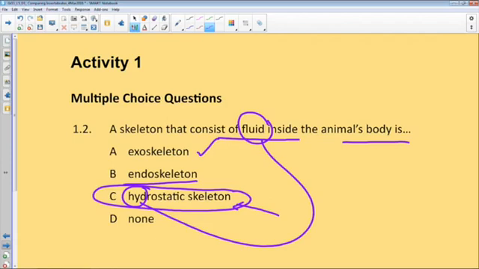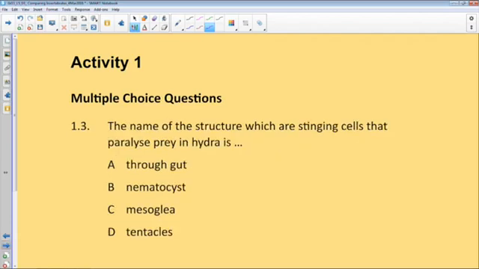So we've got a few more, but I think I'm going to work with you through these here, so you can have a discussion along with your friends while we work through this.